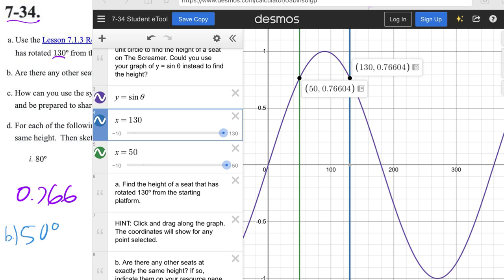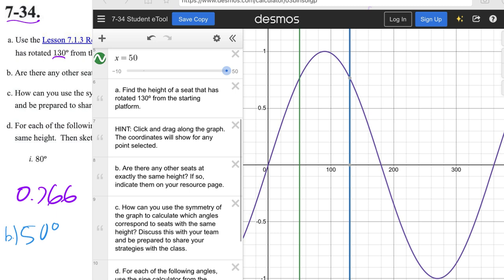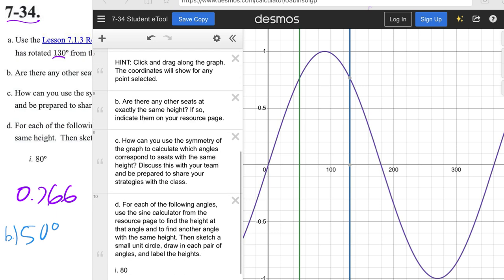So a 50-degree angle does. You could also find them down in the negative, like I said, but we'll just stick with the one with the positive values for right now. So that's that. Then we'll jump down here to part C.